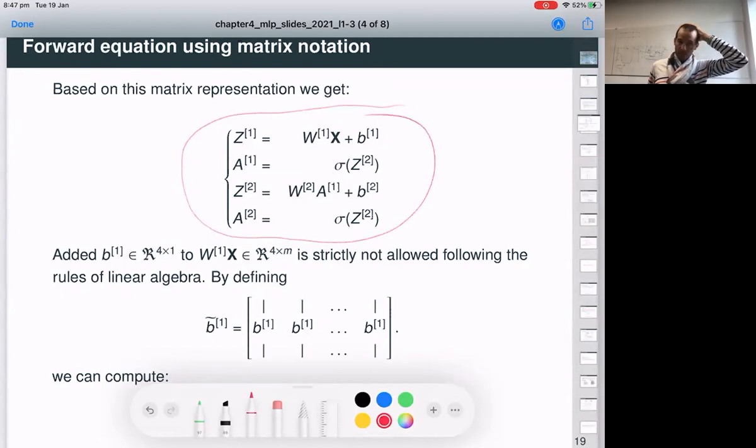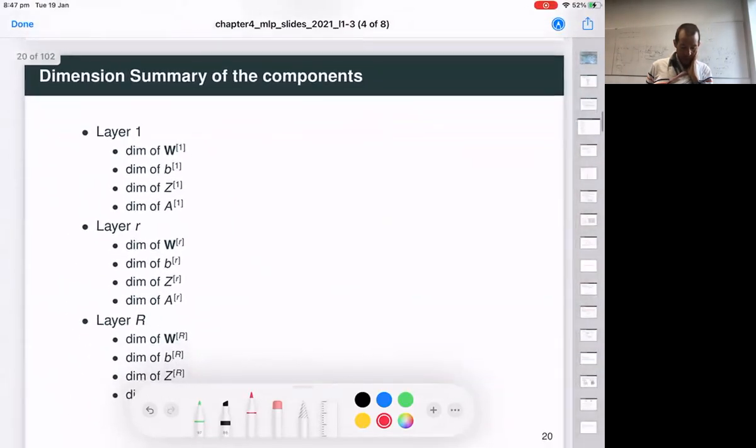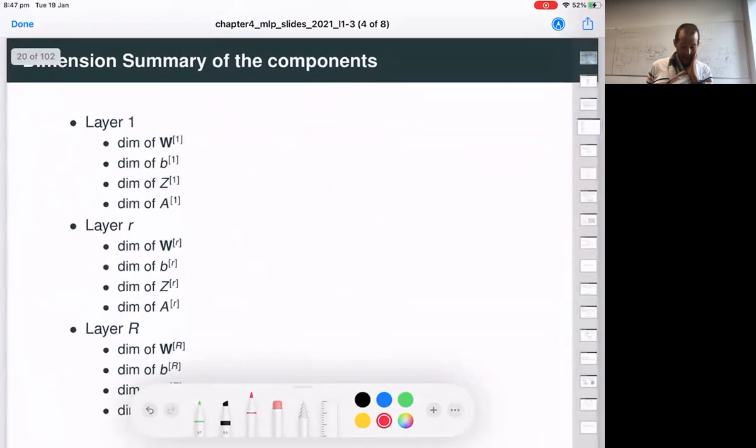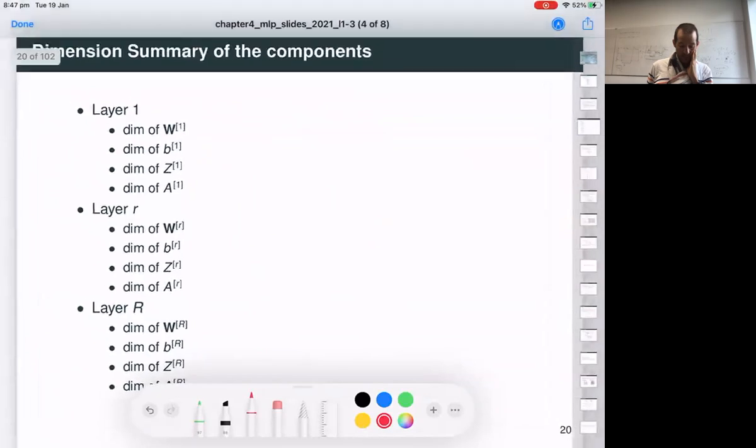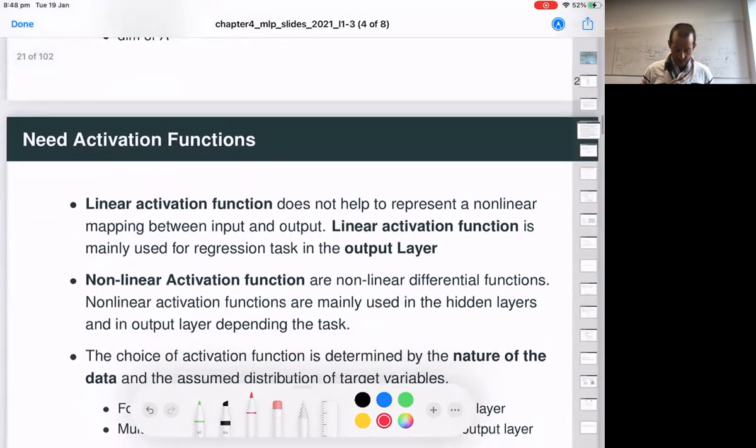Make sense? 2 minutes after the pause. Okay, so as an exercise, I will not do it now. I'll put you on the example here. You need to fill this in, and when somebody has filled this in, I will put the solution if somebody sends me this. So it's the dimension of each object. It's good to work on this, because if you work on this, you will think about the matrix, and maybe you will see I made a mistake. So this is for you, a dimension summary of the components.